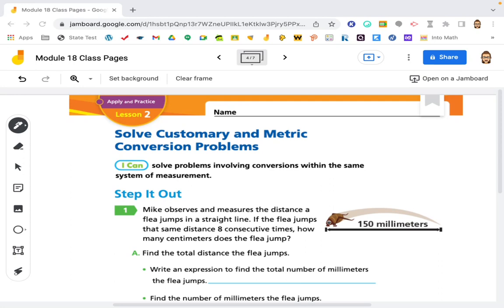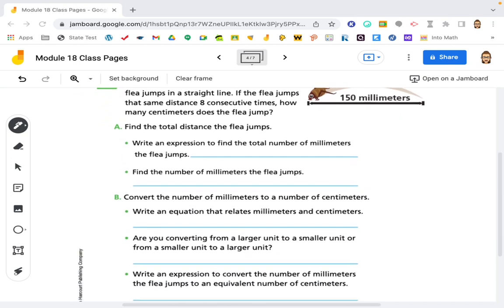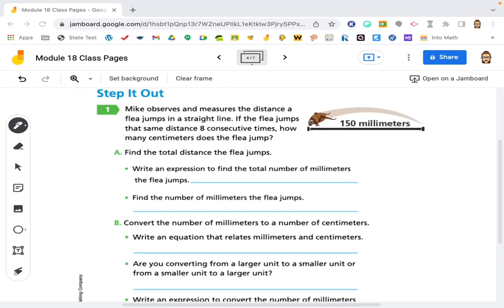So we look at the Step It Out. It says, Mike observes and measures the distance of a flea's jumps in a straight line. The flea jumps the same distance 8 consecutive times. How many centimeters does the flea jump? So it says find the total distance of the flea's jumps. Write an expression to find the total number of millimeters of the flea's jumps.